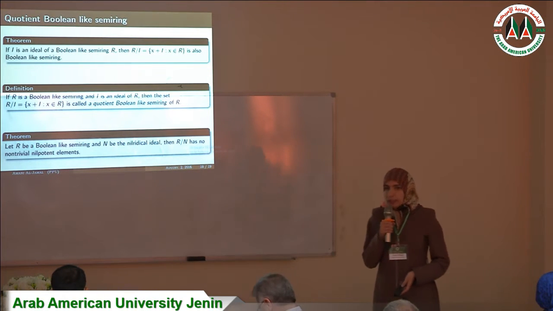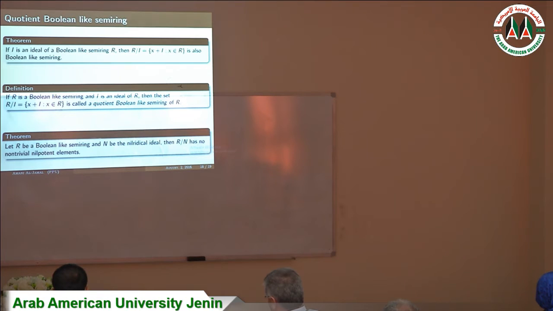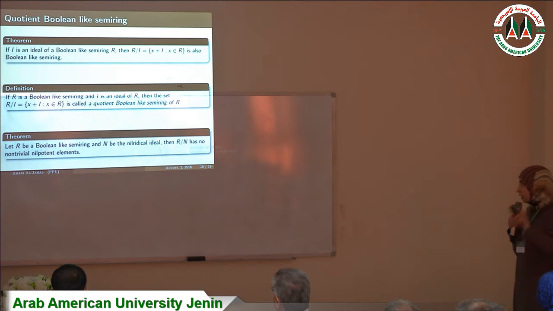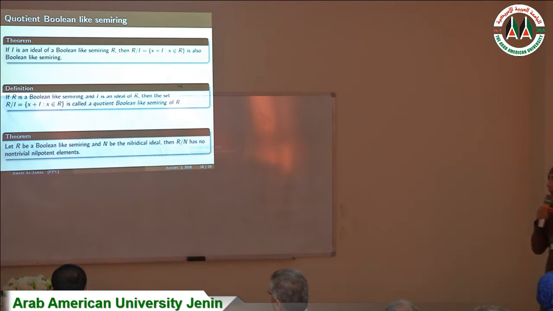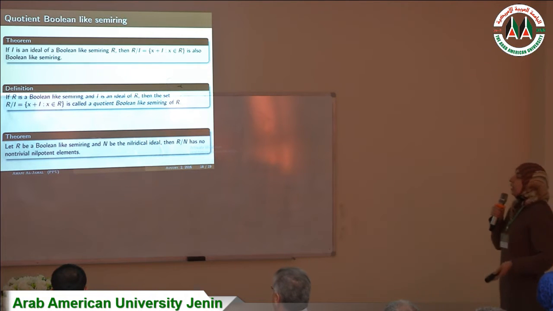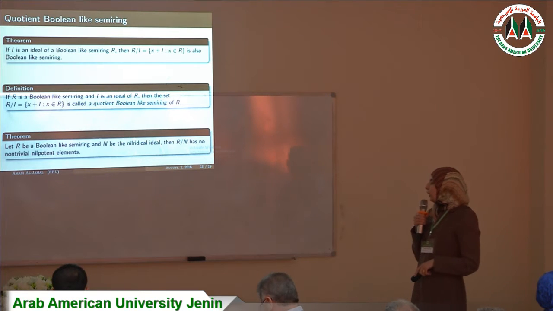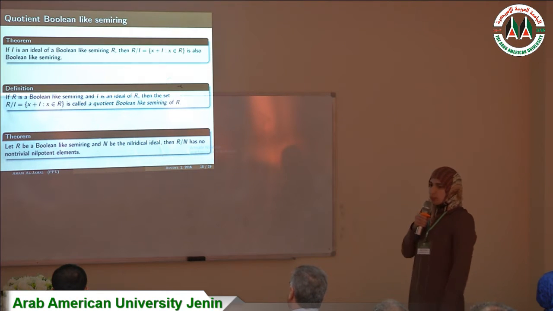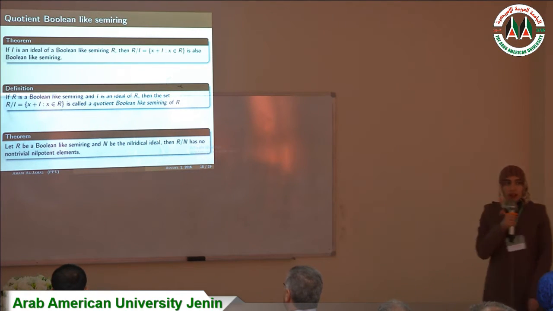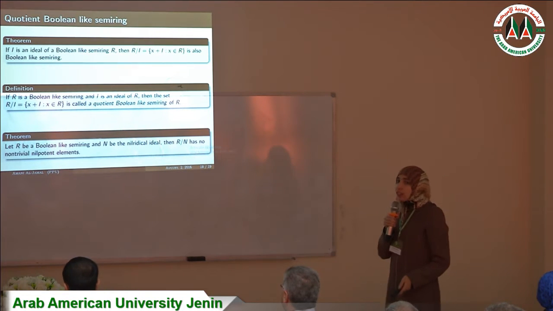The quotient Boolean ring. If I is any ideal of a Boolean ring R, then the set R modulo I, which is equal to all elements of the form x plus I where x is from R, is also a Boolean ring. This Boolean ring is called the quotient Boolean ring. Theorem: let R be a Boolean ring and N be the nilradical ideal. Then the set R modulo N has no non-trivial nilpotent element.